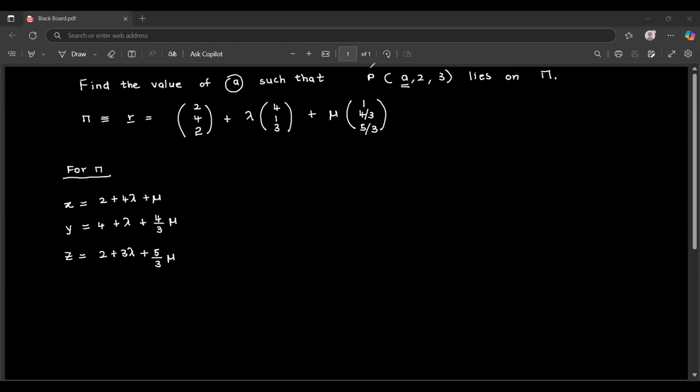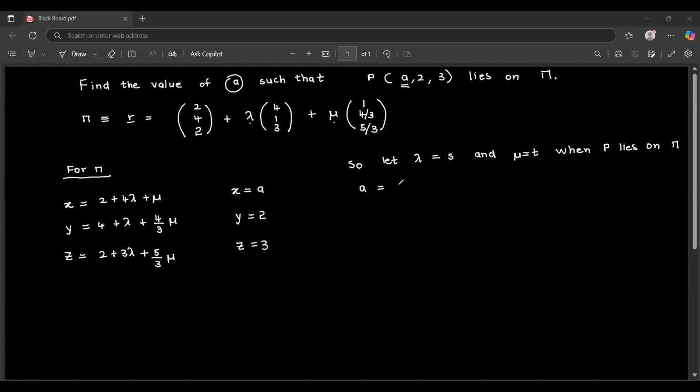Now, since the point P lies on plane phi, I can say x is equal to A, y is equal to 2, and z is equal to 3. So for specific values of lambda and mu, P lies on the plane. Let lambda equal s and mu equal t when P lies on plane phi.